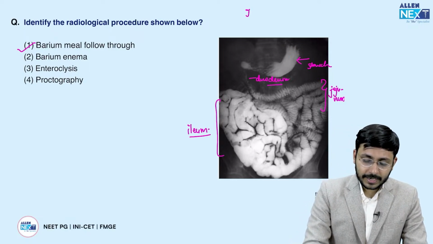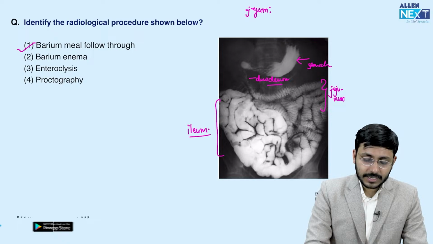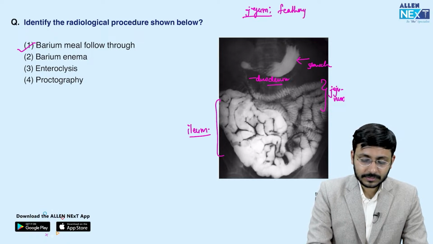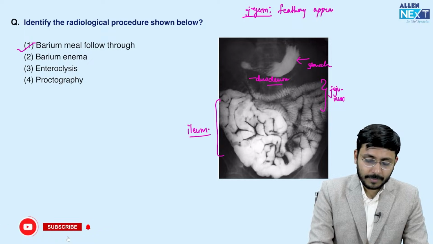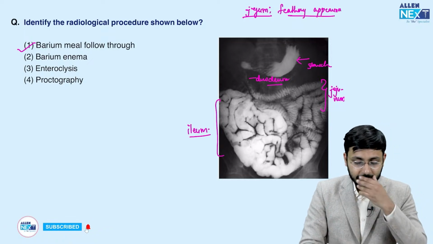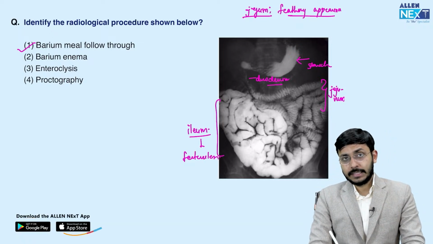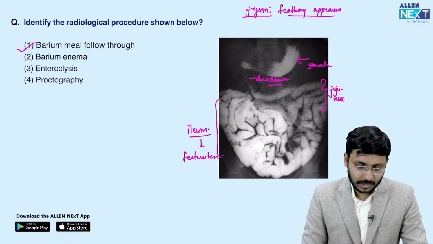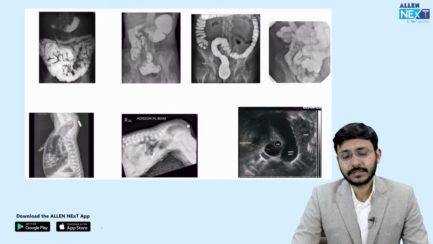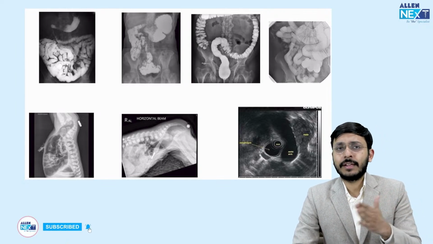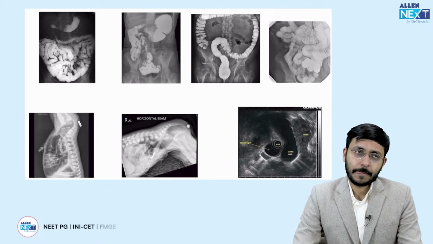Now how do we identify the jejunum? Jejunum has a feathery appearance on barium meal follow through, whereas the ileum is featureless. It does not have any feathery appearance. Now let's see various barium studies and in fact various radiography and fluoroscopy images of the bowel.